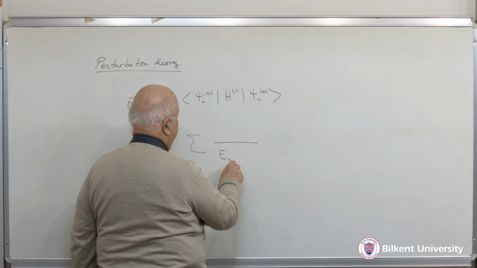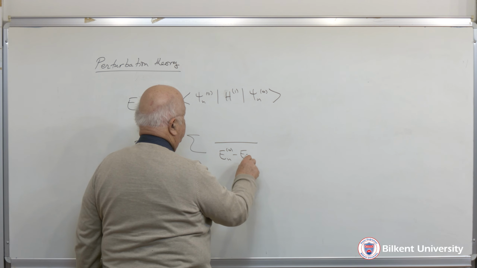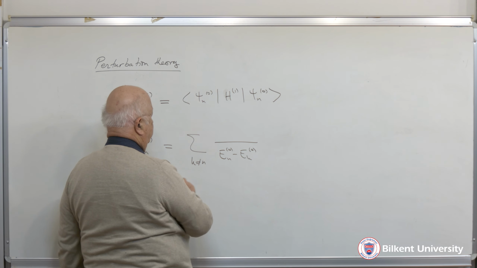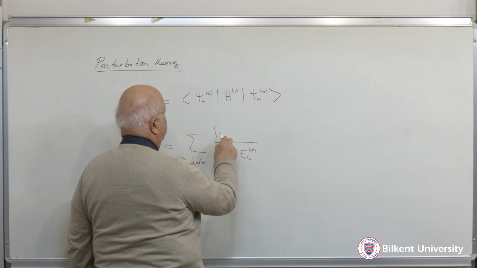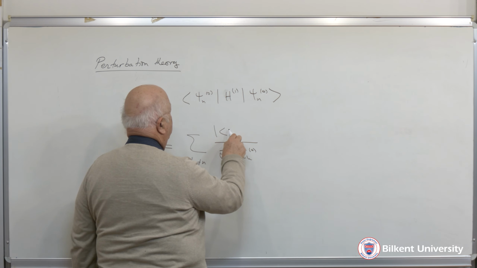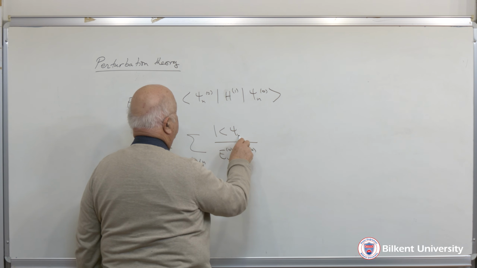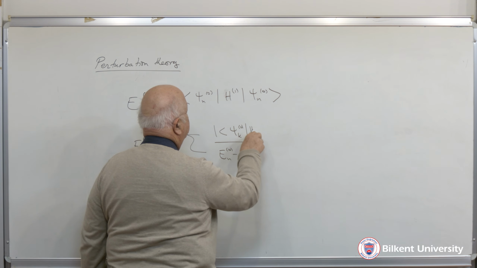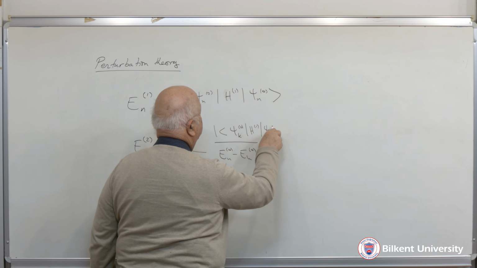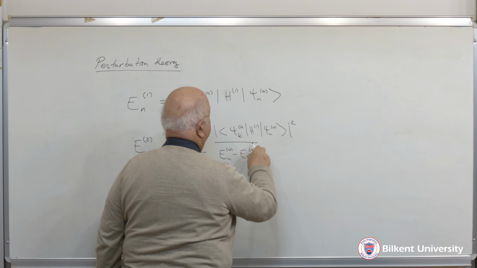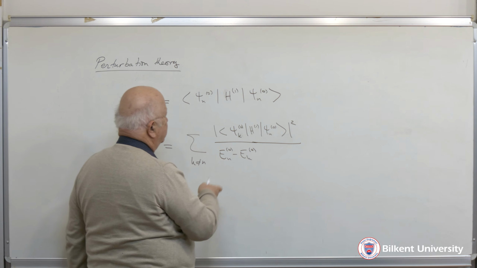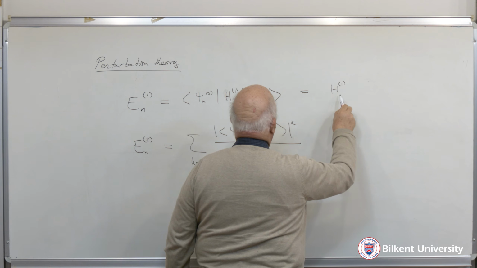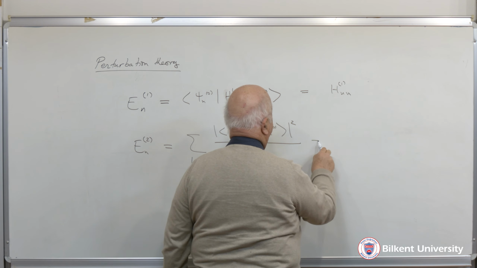So I have this En0 minus Ek0. So quite obviously I cannot have k equal to n. And I have here the expectation value of H between psi k0, H1, psi n0, magnitude squared. And we gave these things names, so let me just put it that way. It's just this H1 nk matrix element.